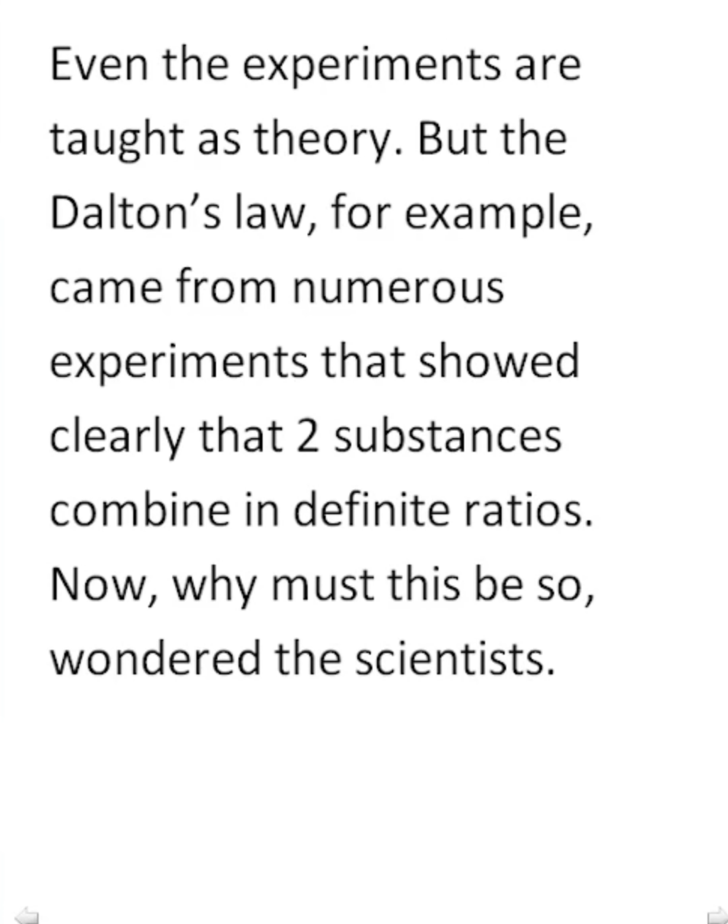Even the experiments are taught as theory. They just give the experiment. But Dalton's law, for example, came from numerous experiments that showed clearly that two substances combine in definite ratios. So why must this be so, wondered the scientists? Why is it that any time you take one substance and another substance and they have a chemical reaction, they always combine in specific ratios only, 1:2 or 2:3 or something like that?